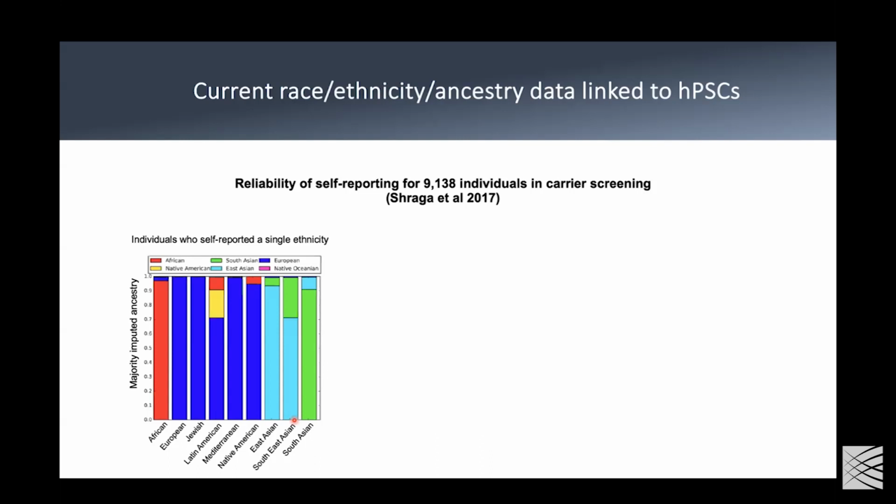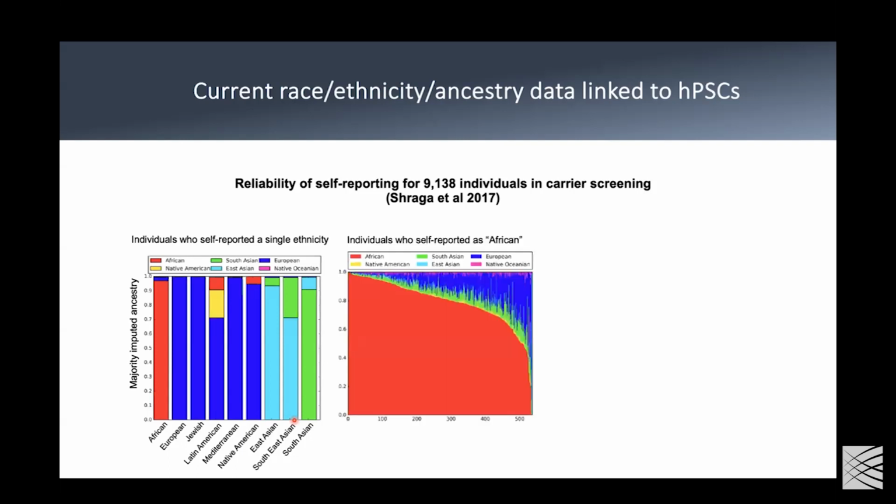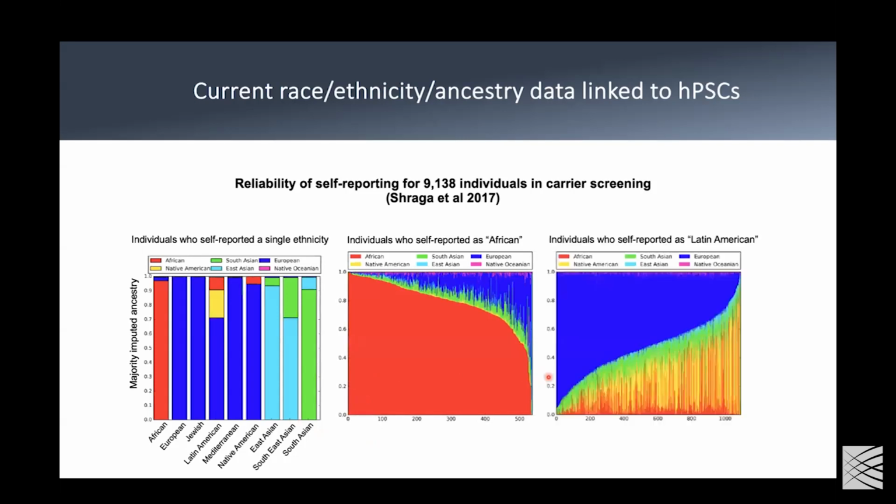So then when they were checking boxes on a form, they were not checking the right box because they did not understand what the terms meant. But when there was a one-on-one interview to ascertain this information, the accuracy went up. For individuals in the United States who self-reported as African, not unexpectedly, there is a range of the fraction of African ancestry versus European ancestry, and more dramatic range for individuals who report as Latin American.